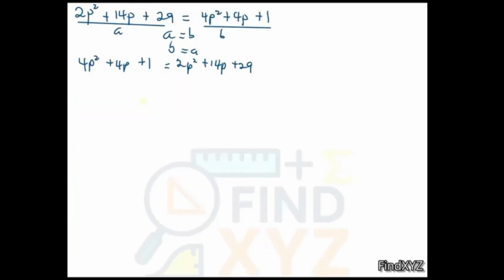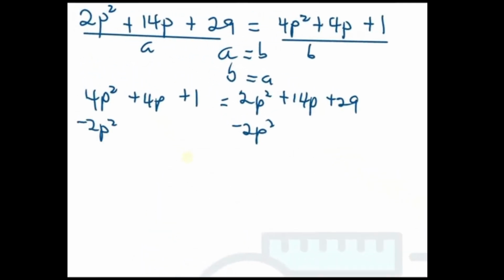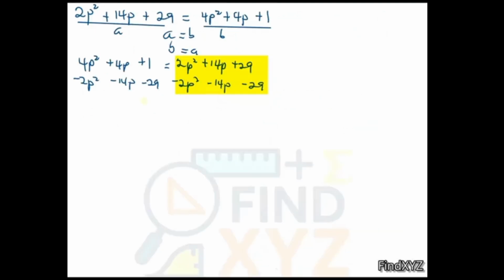Then what can I do? This is what I want to do. I can subtract 2P squared from both sides. Then I can also subtract 14P from both sides. Then I can also subtract 29 from both sides. So it means that the inverse of 2P squared is negative 2P squared. The inverse of 14P is negative 14P. The inverse of 29 is negative 29. It means that the terms on this side, everything will give us 0. So we write out 0.